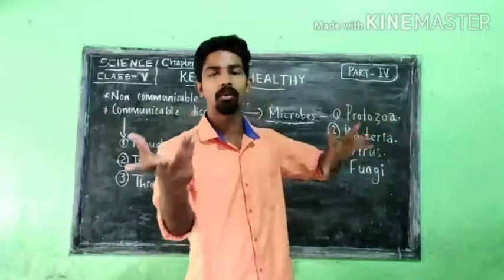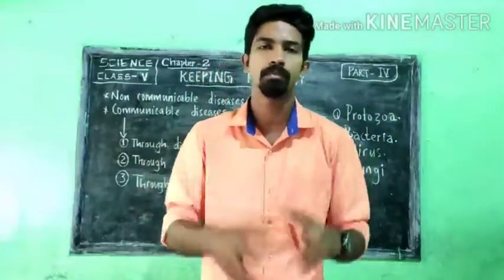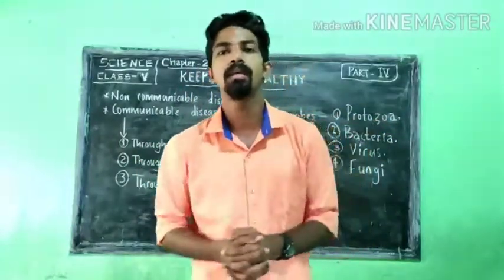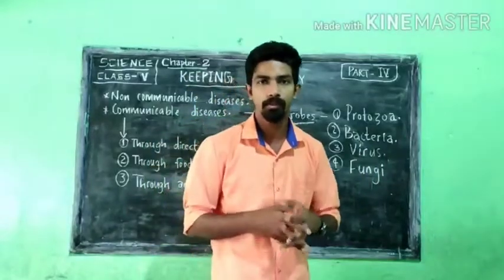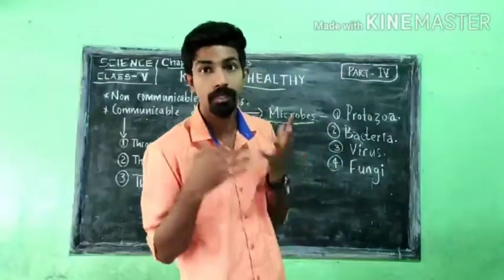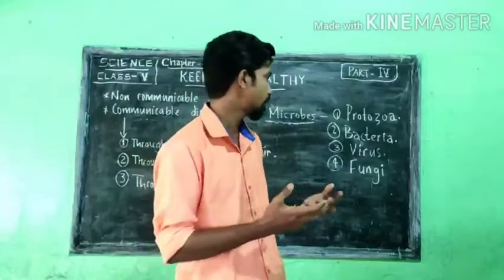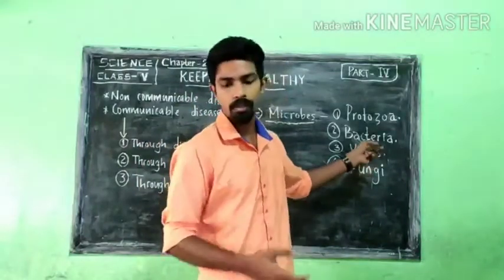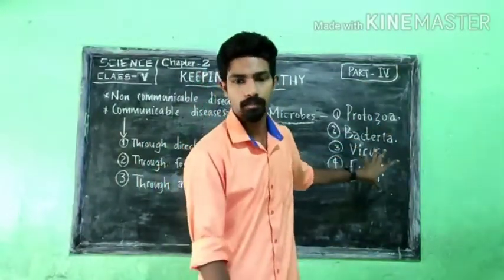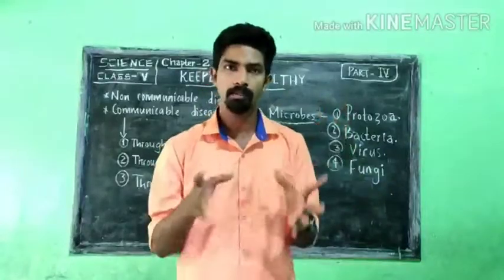Like cholera. If this one disease comes to our society, it is very difficult to overcome. Like this coronavirus, it is very difficult to overcome these things. Then the third one is a virus. The best example of a virus is COVID-19.